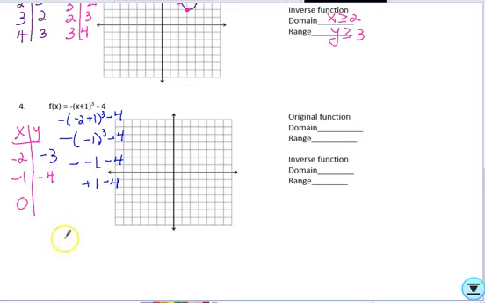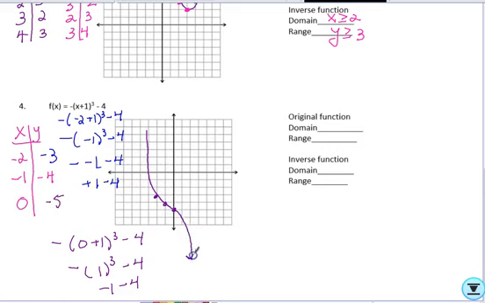All right, do that again with 0. 0 plus 1 cubed, 1 cubed is 1, -1 minus 4, that's -5. Oops, wrong way. And here's the original cubic shape.